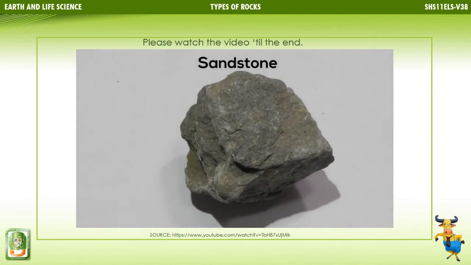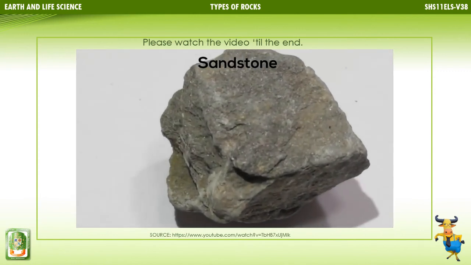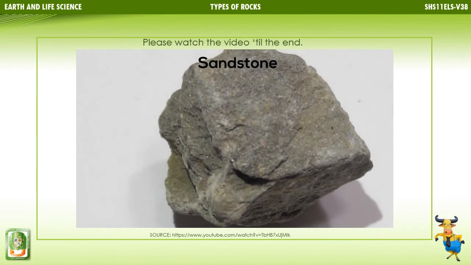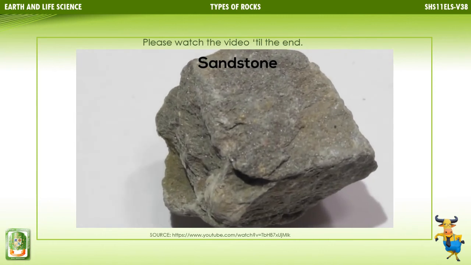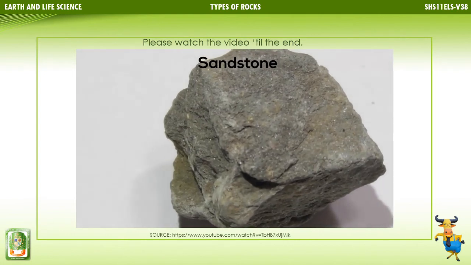Next, let's look at sandstone. Sandstone is one of the most common types of sedimentary rock found throughout the world. It is a clastic sedimentary rock composed of sand-sized grains of mineral rock or even organic material. It also contains some cemented material that binds the sand grains together.